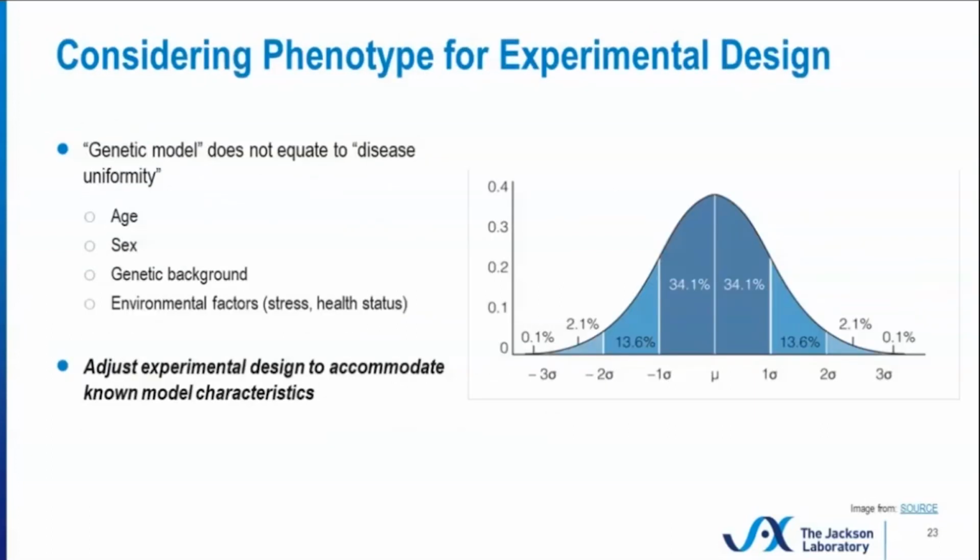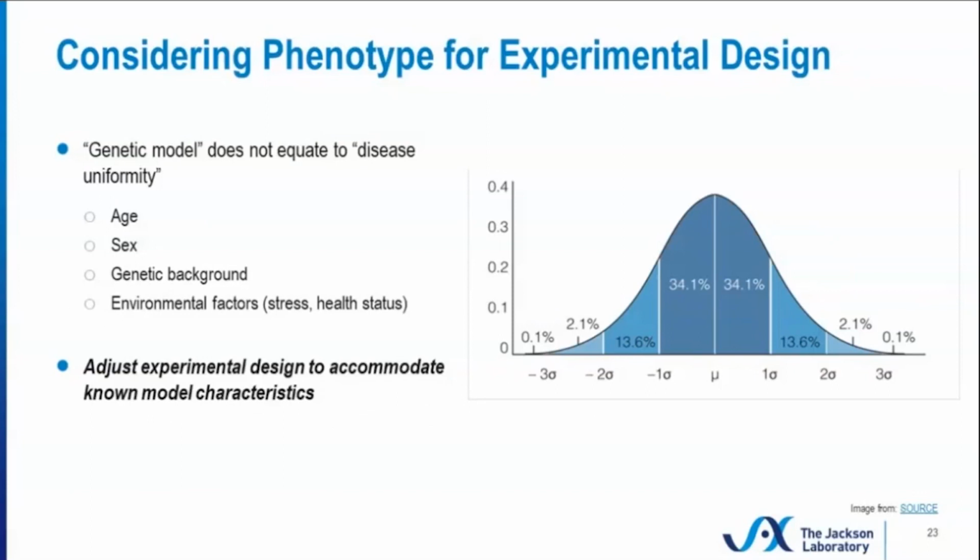The other aspect is considering the phenotype. Genetic models do not equate to disease uniformity. You need to understand that one model is not always going to give you the same type of phenotype over and over again. Mice are living organisms, they're not machines. It just has to fall within a certain standard deviation. And if it falls within that standard deviation, you should accommodate those factors when choosing that model.